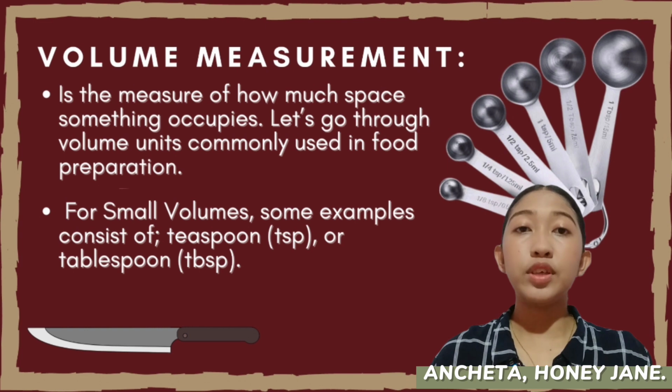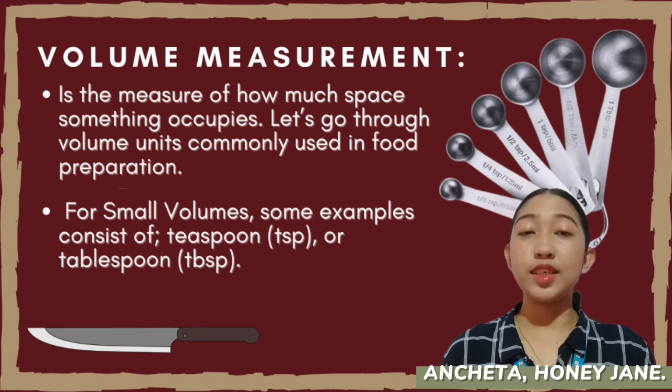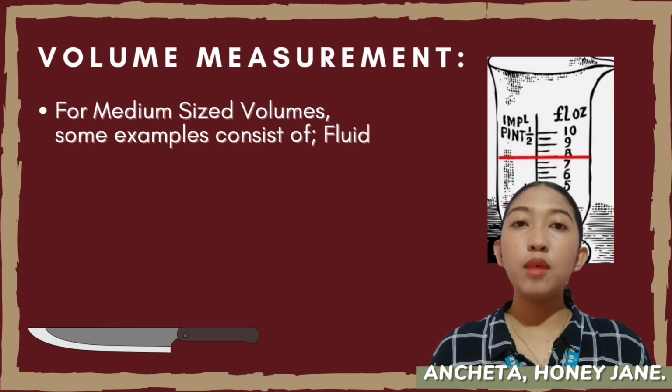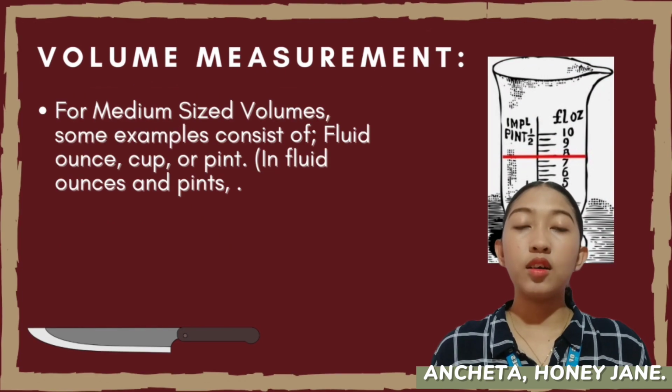Let's go through volume units commonly used in food preparation. For small volumes, some examples consist of teaspoon or tablespoon. These kitchen tools are used to measure small volumes. Note the milliliter equivalents. For medium-sized volumes, some examples consist of fluid ounce, cup, or pint.